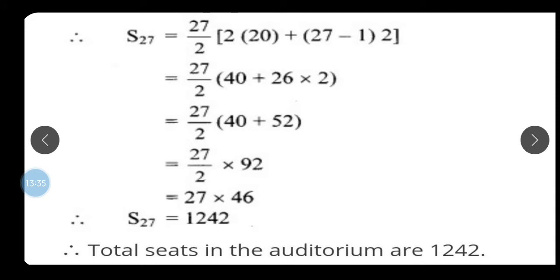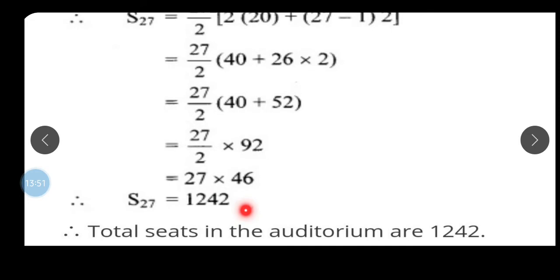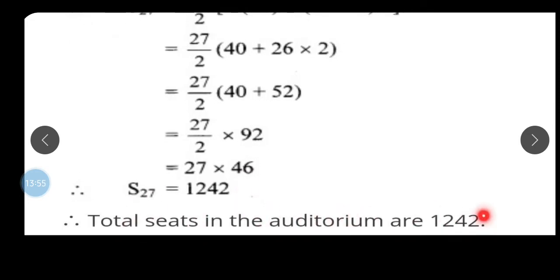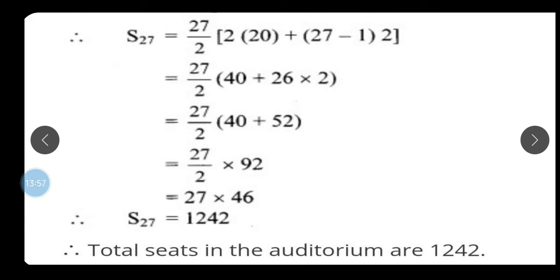So dividing 92 by 2 we will get 46. So 27 into 46 is 1242. So S27, that is the total number of seats, is 1242. Therefore the total seats in the auditorium are 1242.